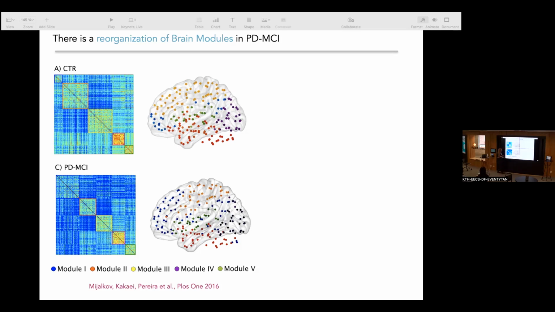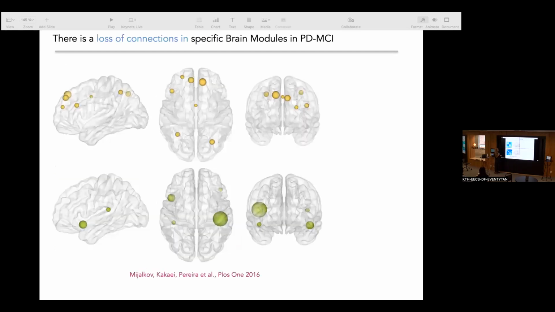We could not really evaluate whether this reorganization was good or bad. But when we took a look at the connectivity strength within each module, we found decreases in patients with MCI in frontoparietal regions in the first case, as well as limbic and subcortical areas. So yeah, there are also problems in the brain modules in patients with MCI.